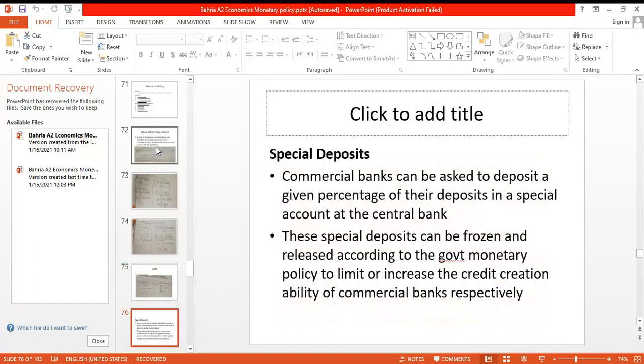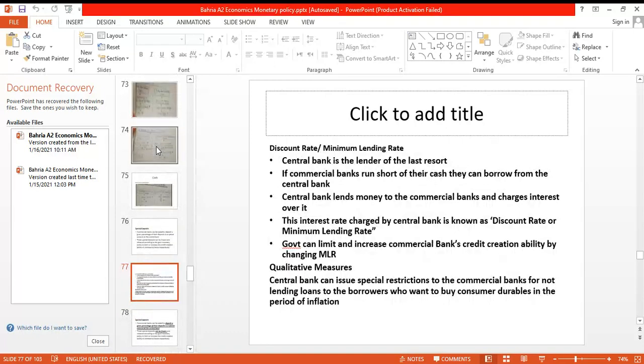That's the second thing. Third thing, the government can ask the banks to deposit money into special accounts in the central bank. Once again, once this money is deposited with the central bank, this money goes out of the system. It cannot be seen as a source of regular money supply in the economy.